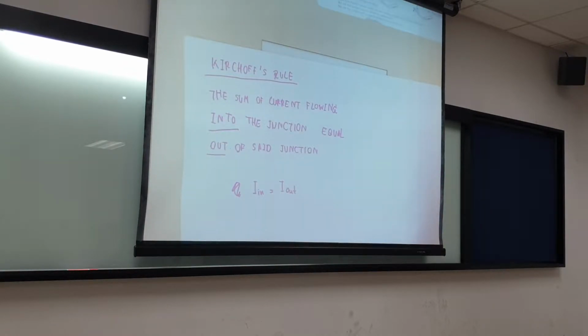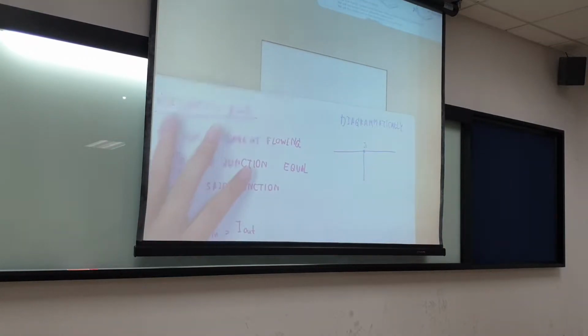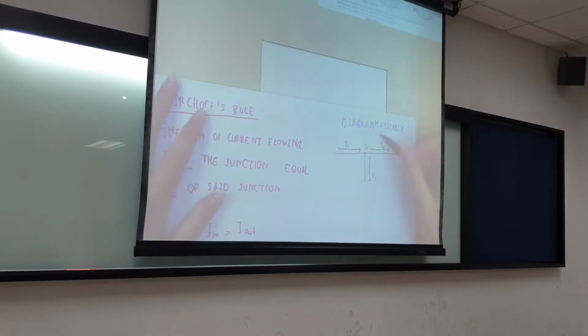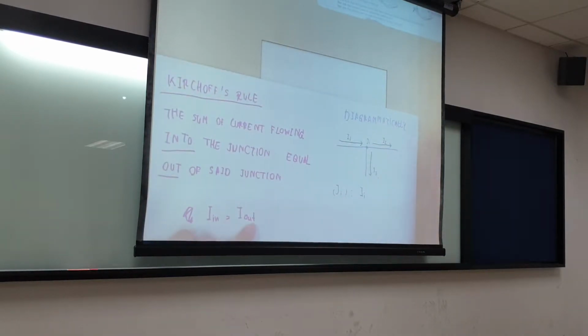Let's take a look at a circuit diagram for a junction to illustrate our rule. We take a simple three-way junction and label it J1. We draw the current flowing into J1 from the left, called I1, and current flowing out to the right and down, I2 and I3. We apply the rule: current in, I1, equals current flowing out, I2 plus I3.